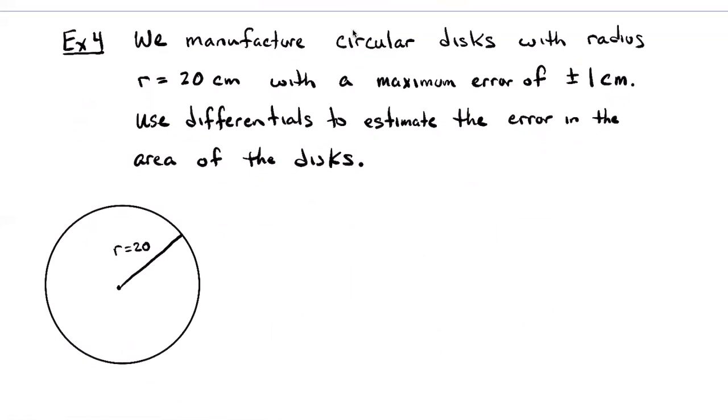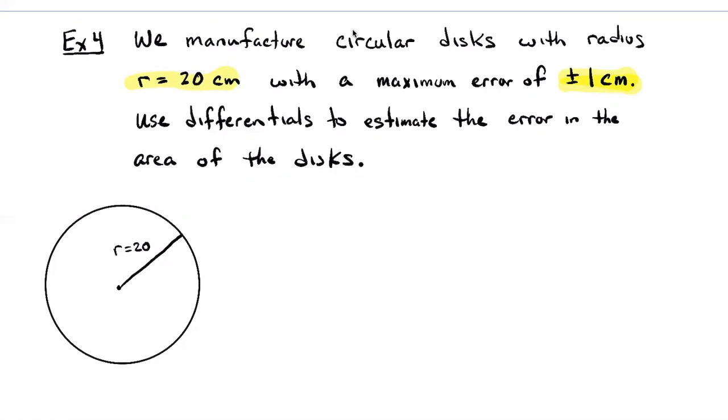So kind of an application problem. Let's suppose for fun that we make circular discs, and they're supposed to have a radius of 20 centimeters. I'll just kind of highlight the information we're going to use as I talk. But when we make them, our machine, maybe it's defective or something, I don't know, but the radius can be off by as much as a centimeter high or low. So they might be 21 centimeters, they might be down all the way to 19, okay?